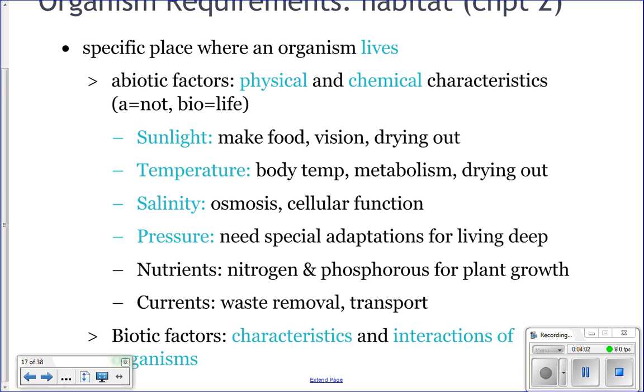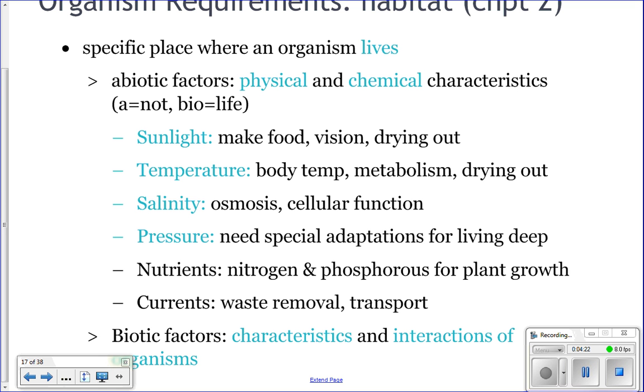The amount of nutrients will also affect living things and change the habitat of an animal. Particularly for plants, they need certain nutrients in order to be able to grow and do photosynthesis. And those kinds of nutrients are going to be things like nitrogen and phosphorus.